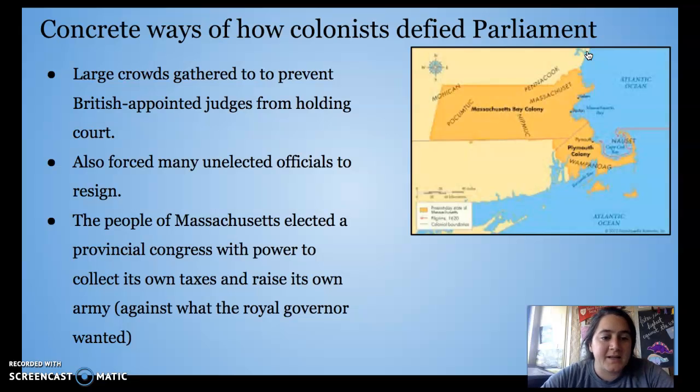The third bullet point says the people of Massachusetts elected a provincial congress. So they said, we're going to create our own unit of government. And that unit of government is going to have the power to collect our own taxes and raise our own army. So all of that was defying the royal governor in that area. And so they were like, don't really care what you think. We're going to do what's best for us.